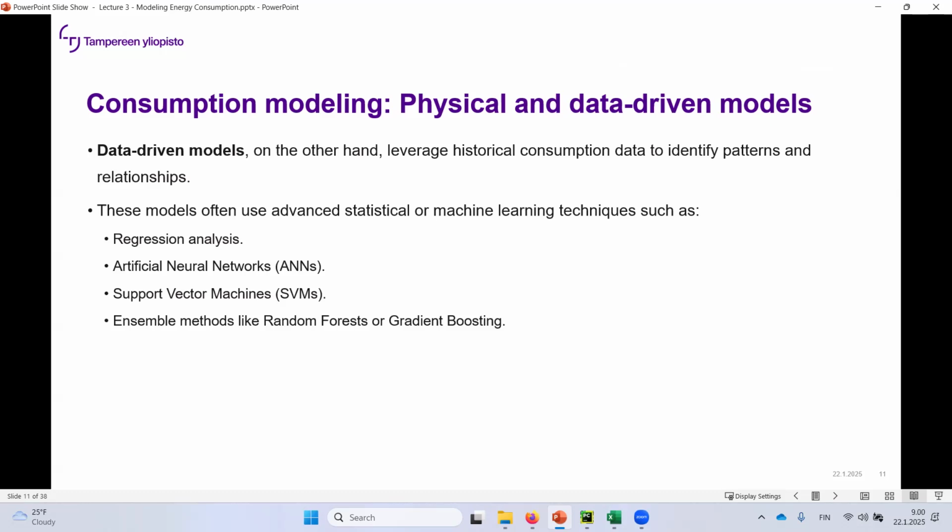But these are, in my opinion, rather easy nowadays to test in Python, for example, because you can just ask ChatGPT, I have this kind of an energy consumption pattern. I would like to test, for example, this support vector machines approach on making this consumption modeling.